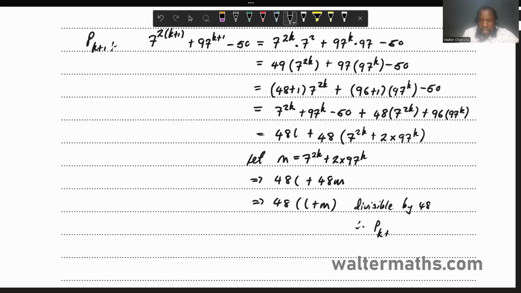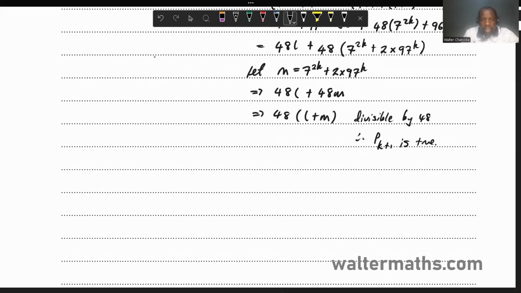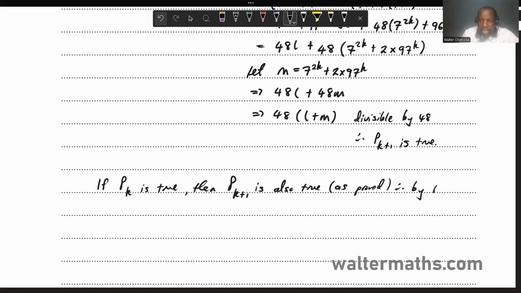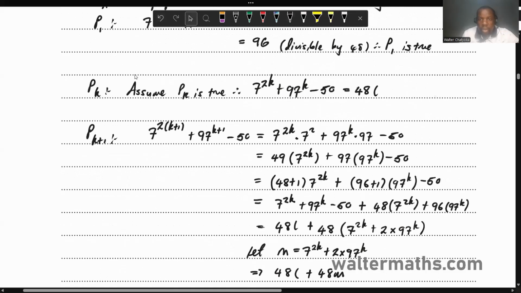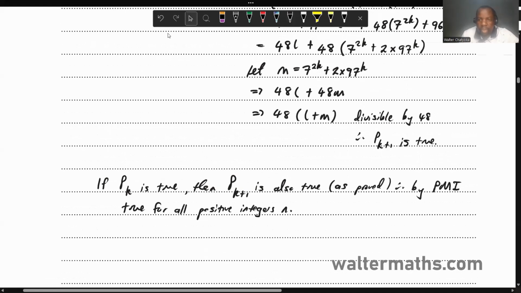Therefore, the statement P sub k plus 1 is also coming out to be true. So we can now write down the concluding statement to say that if the statement P sub k is true, then the statement P sub k plus 1 is also true as proved. And therefore, by the principle of mathematical induction, this has to be true for, okay, we're proving for all positive integers n. So that's how we perform the proof here.